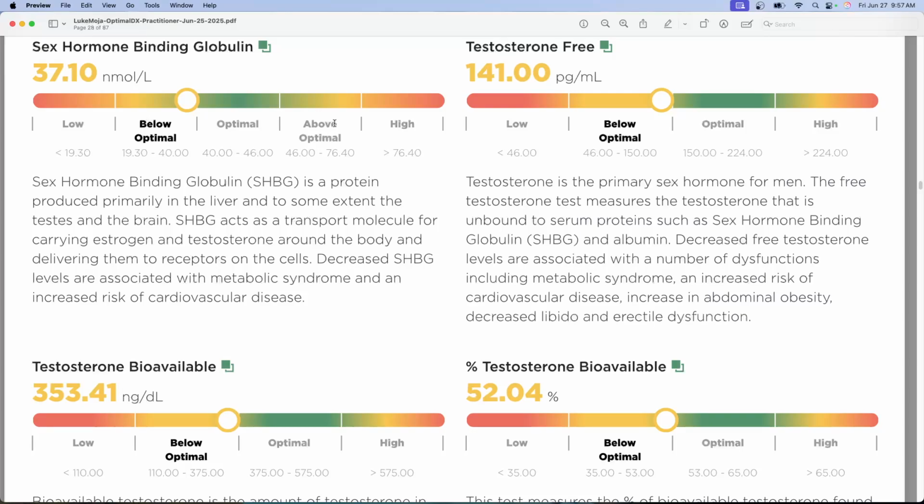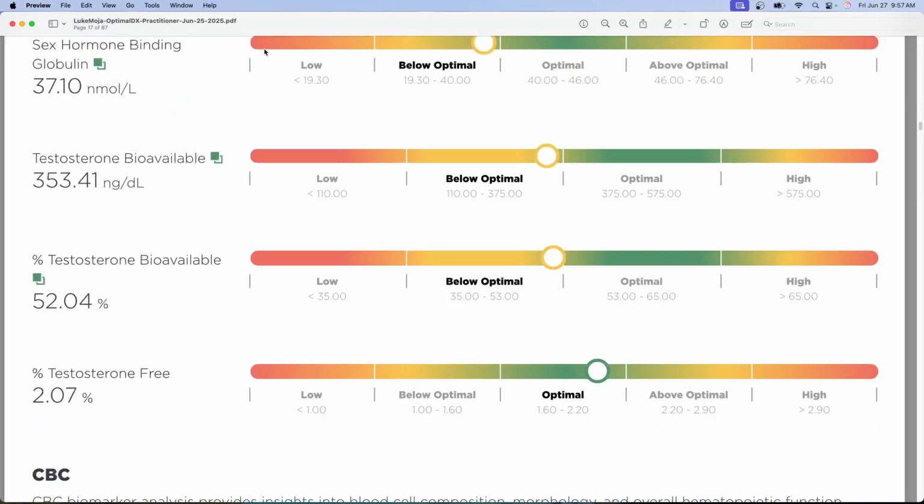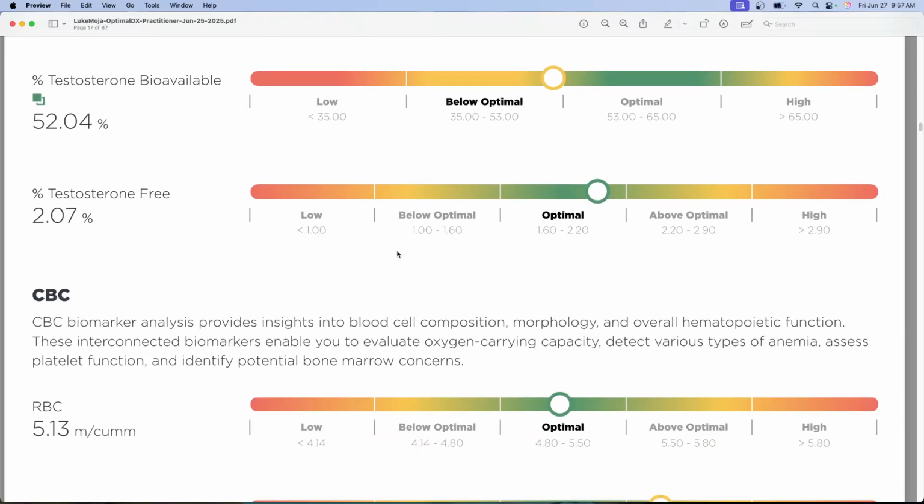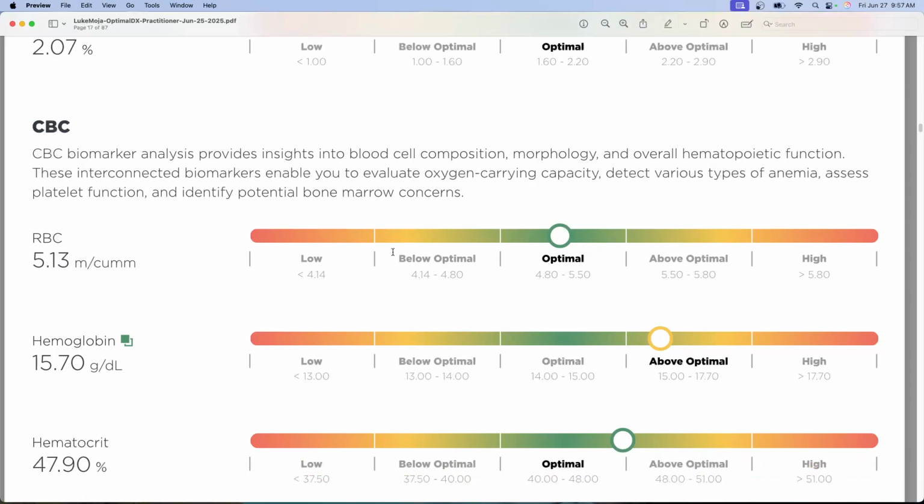You're binding a lot of your testosterone. So some people will have normal total testosterone, but their free testosterone will be low because they have high levels of sex hormone binding globulin going on. Same thing with estrogen, I talked about it. It's also a transport for estrogen as well. So bioavailable testosterone, again similar to the free testosterone, is just below optimal there. Then the percentage of bioavailable and free. You can see the percentage free is actually pretty good, but the other numbers are a little below optimal, so something I probably need to work on there.